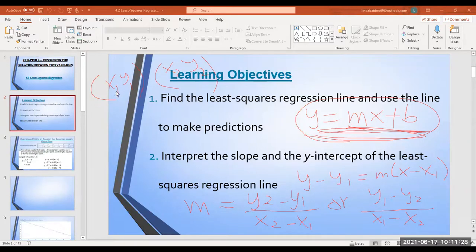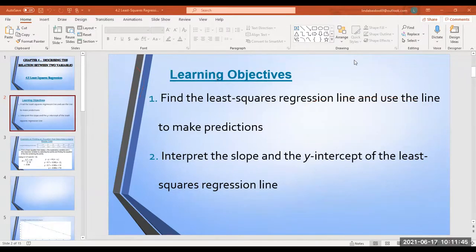If this is x1, then this should be y1. If this is x2, this should be y2. If you are using your y2 here, then directly below it should be x2. If this is y1, directly below it should be x1. So we are going to use all this information which we know from elementary and high school to find the equation of a line. So that is what we are going to do next.